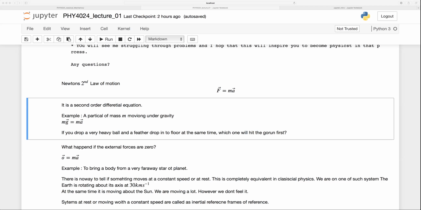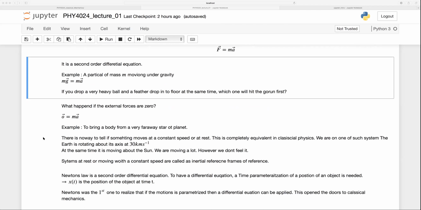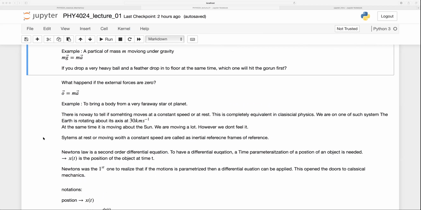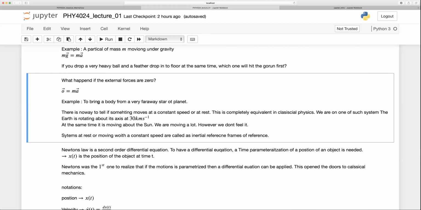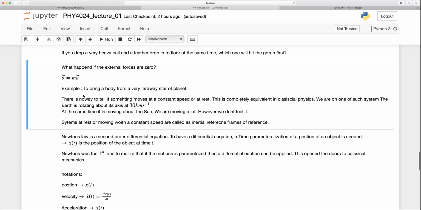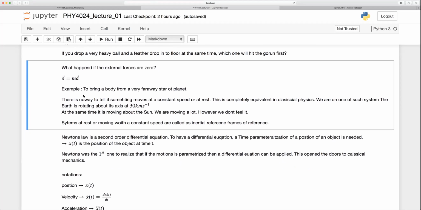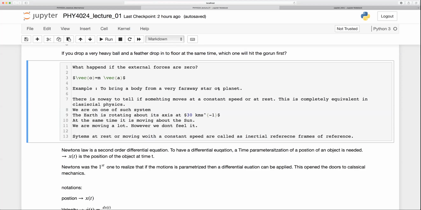Right. There is some other extra information that I have mentioned here, which I don't want to talk about in full. Something that is here is what happens if the external forces are zero, and these are once again very, very basic things. And by the way, thank you everyone who posted answers for the question. Now, this happens when you bring a body from a very far away star or planet, right?